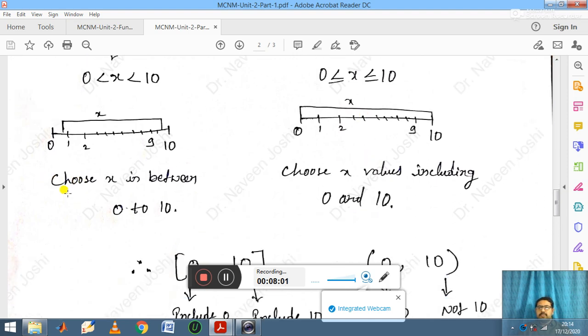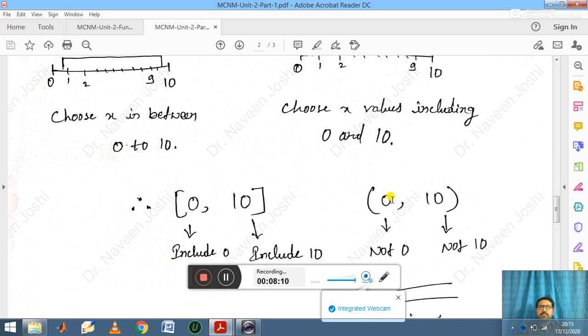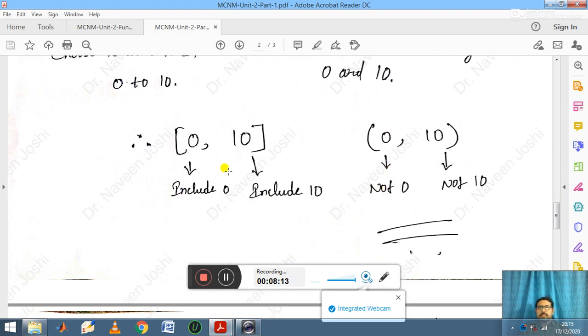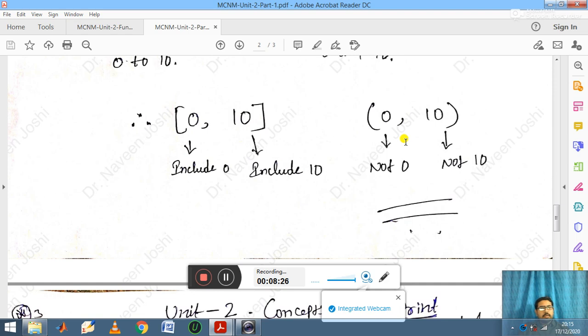So here I have written: choose the x value in between 0 to 10. A closed interval means you are choosing including the endpoints, that is 0 and 10. See the notations here. If they give a closed interval, you include 0 as well as 10 or any value in between. If they give an open interval, you do not include the endpoints 0 and 10, but whatever numbers you have in between, you can choose as the x value.